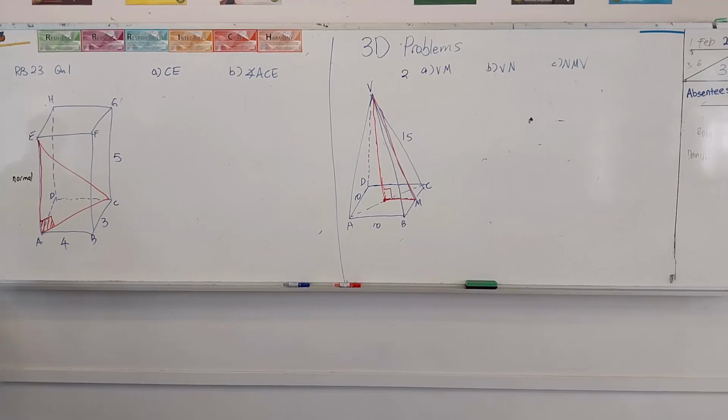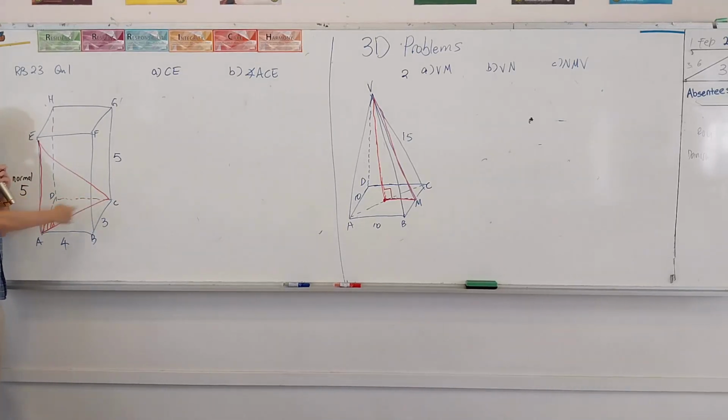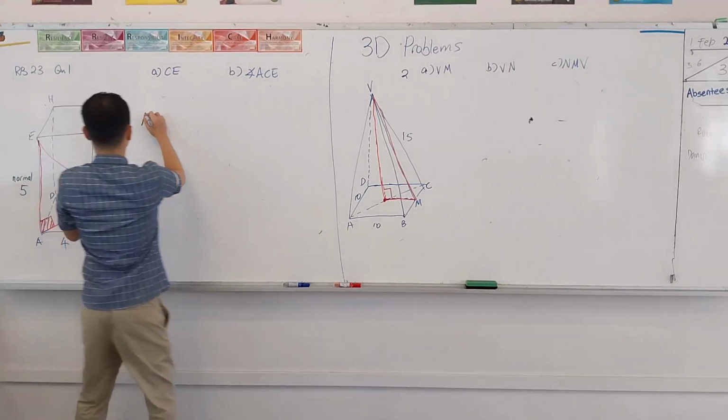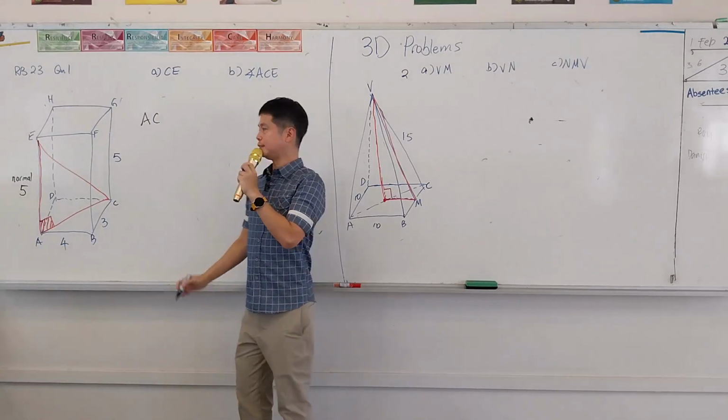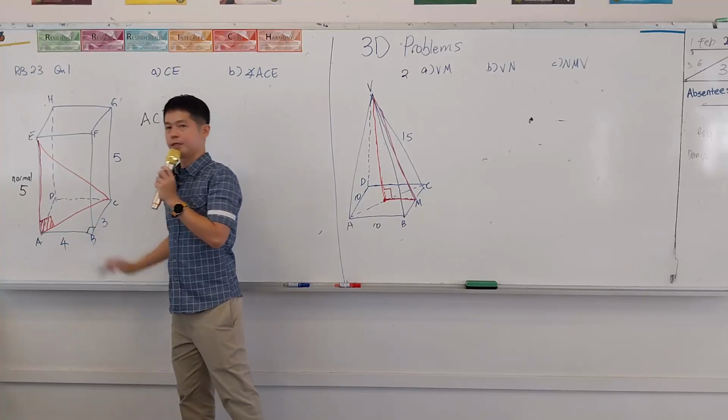Okay, let's solve this. I have this normal here. What is the length of the normal? 5. How do I know it's on that side? So this must be a 5. There's no angle given, which means that I must have this length AC. Am I able to find it? I will use Pythagoras theorem to find AC, because this is another right angle triangle.